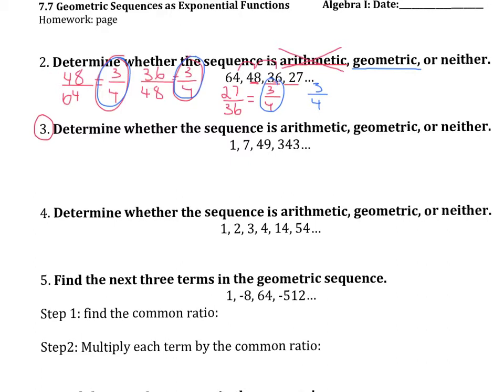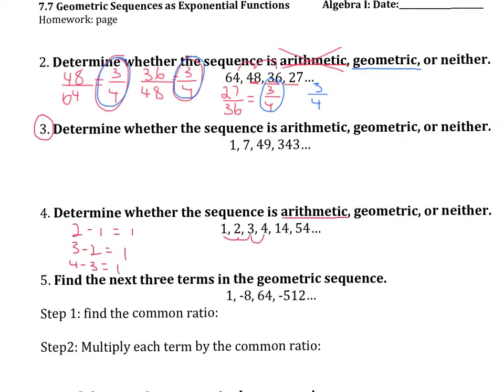So example 4, they ask us to determine if it's arithmetic, geometric, or neither. So let's first see if it's arithmetic. If it's arithmetic, then it has to have a common difference between each term. So what's the difference between the first two terms? 2 minus 1 is 1. What's the common difference between the second and third term? 3 minus 2 is 1. What's the difference between the third and fourth term? 4 minus 3 is 1.